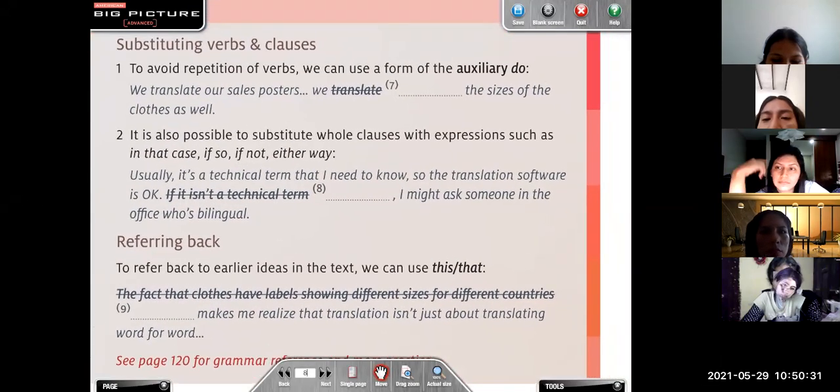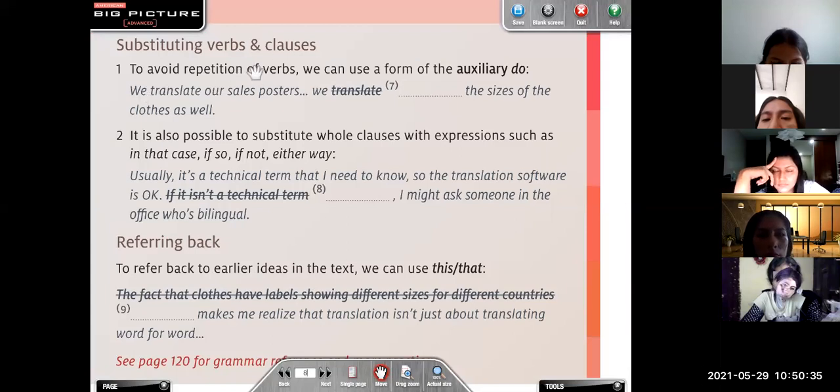Here we have substituting verbs and clauses. To avoid repetition of verbs, we can use a form of the auxiliary do. For example, we translate our sale posters. We do, right? Because we are replacing translate in the present simple. We do the sizes of the clothes as well.